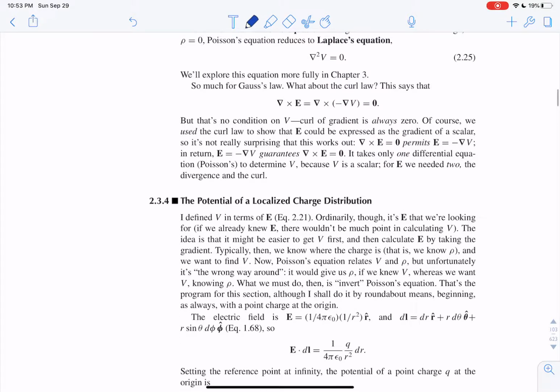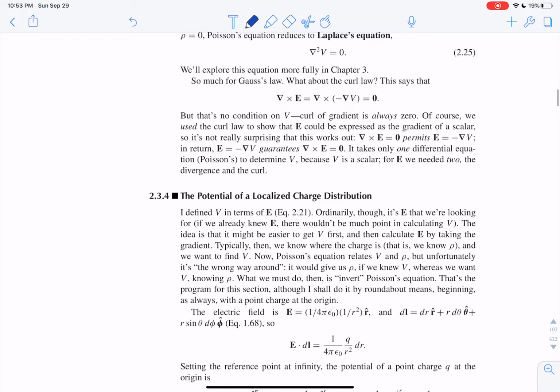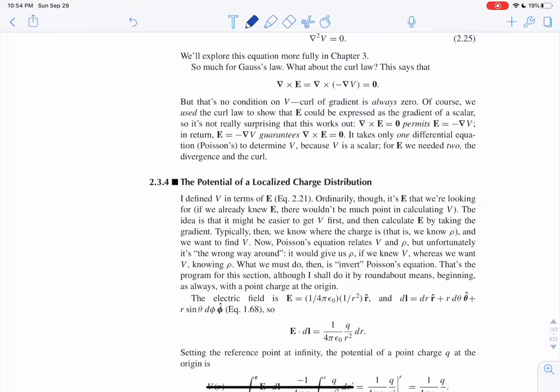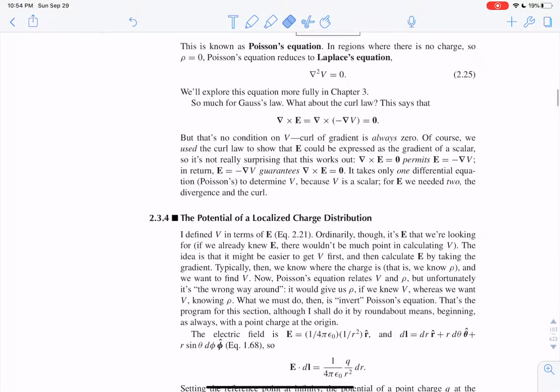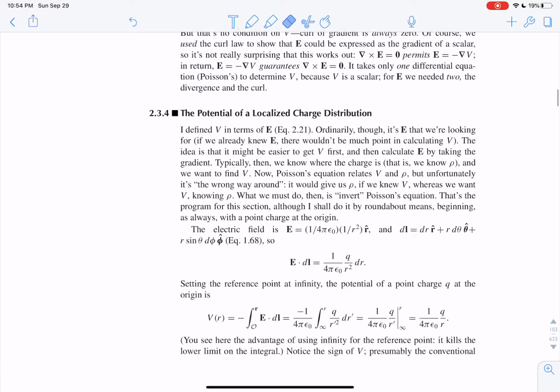Okay, so del cross E is equal to del cross minus del V. That should still equal 0, but that's no condition on V. The curl of a gradient is always 0. Of course, we used the curl to show that E could be expressed as the gradient of a scalar, so it's not really surprising that this works out. So del cross E equals 0 permits E equals minus del V. In return, E equals minus del V guarantees that del cross E equals 0. So it only takes one differential equation, Poisson's, up here, to determine V, because V is a scalar. For E, we needed two, the divergence and the curl.